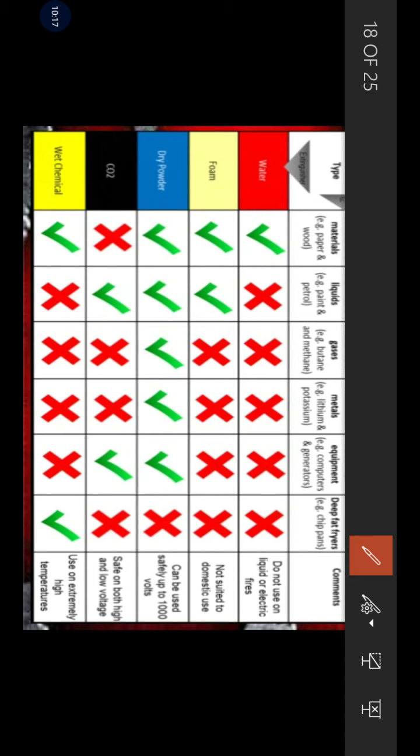Next, carbon dioxide fire extinguisher: where we can use it means paint and petrol, computers and generators. Wet chemicals: where we can use it means paper and wood, chip pans. The green ink mentions where we can use the fire extinguishers. The red color mentions where we cannot use the fire extinguishers.